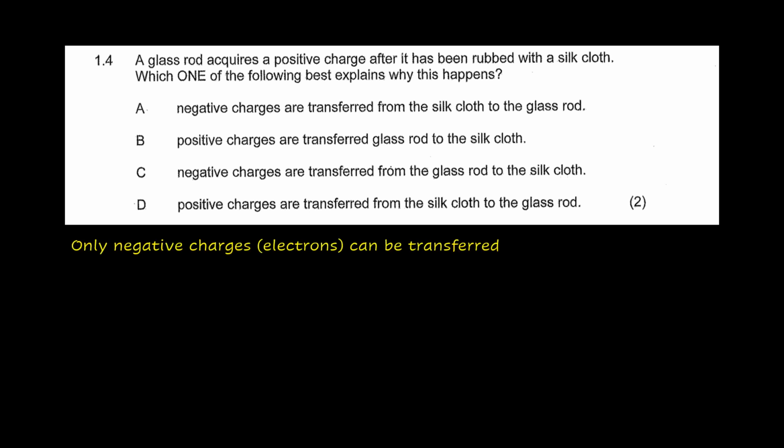Only negative charge can be transferred from one object to another during a physical process such as touching or rubbing. Let me repeat that. Only negative charge, which is carried by electrons, can move from one object to another, and that means that only negative charge can be transferred. Positive charge cannot be transferred because, as we said in the previous question, objects cannot lose or gain protons.